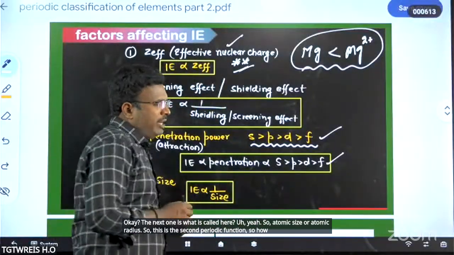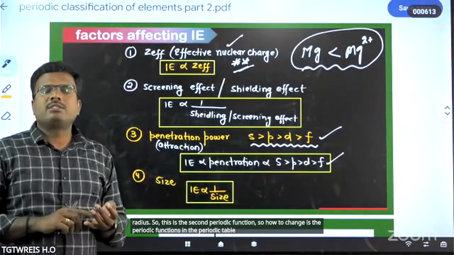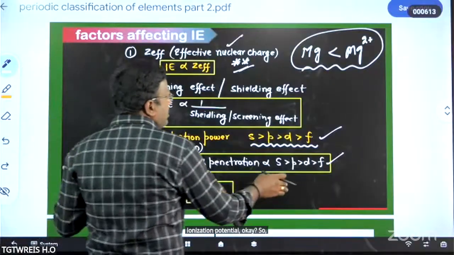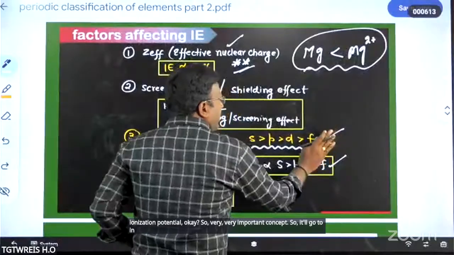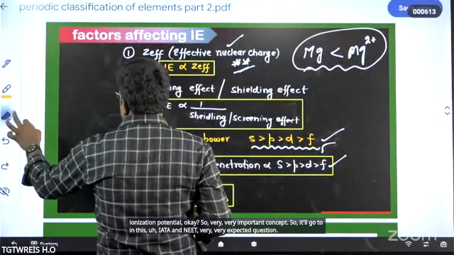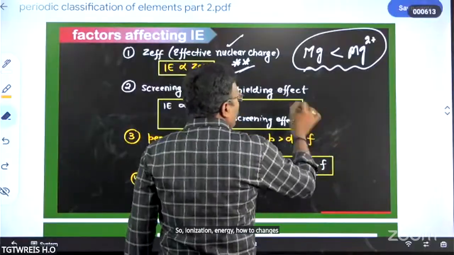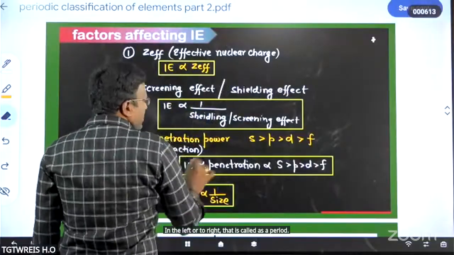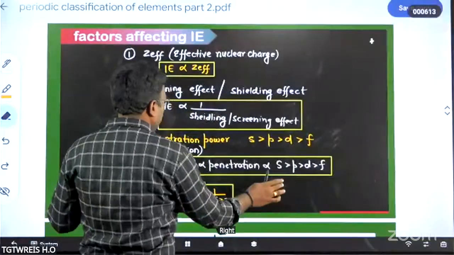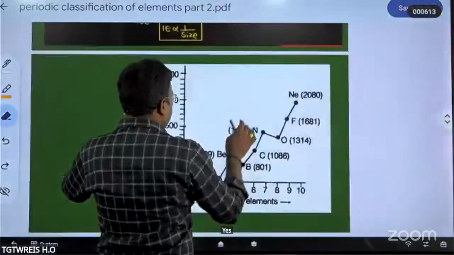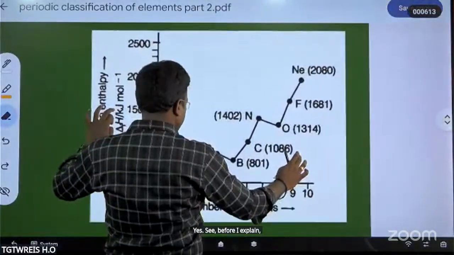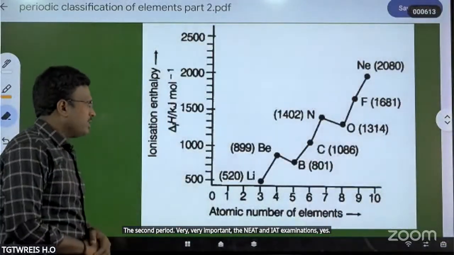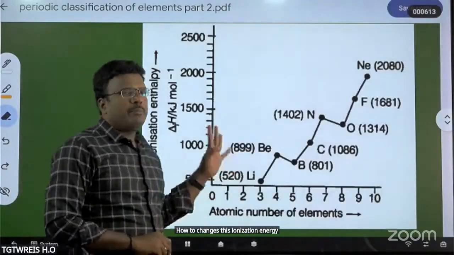So how do the periodic properties change in the periodic table? Number one is atomic radius. Number two is ionization potential. Okay, so very important concept. In IIT and NEET, it is a very expected question. How does ionization energy change in the group and period? Left to right is called a period. Top to bottom is a group, right? Before I explain the second period, it is very important for NEET and IIT examinations. How does ionization energy change in the second period?